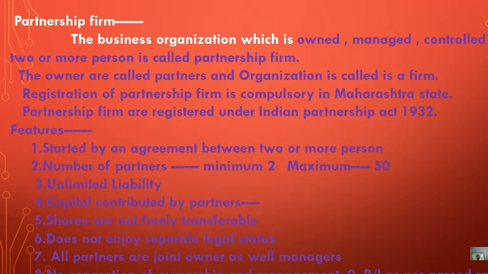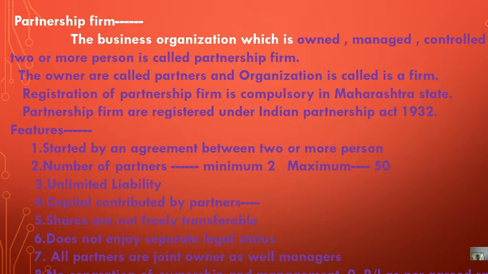There are various forms of business organization. We completed sole trading concern and joint Hindu family business and its features. So the next form of business organization is the partnership form.